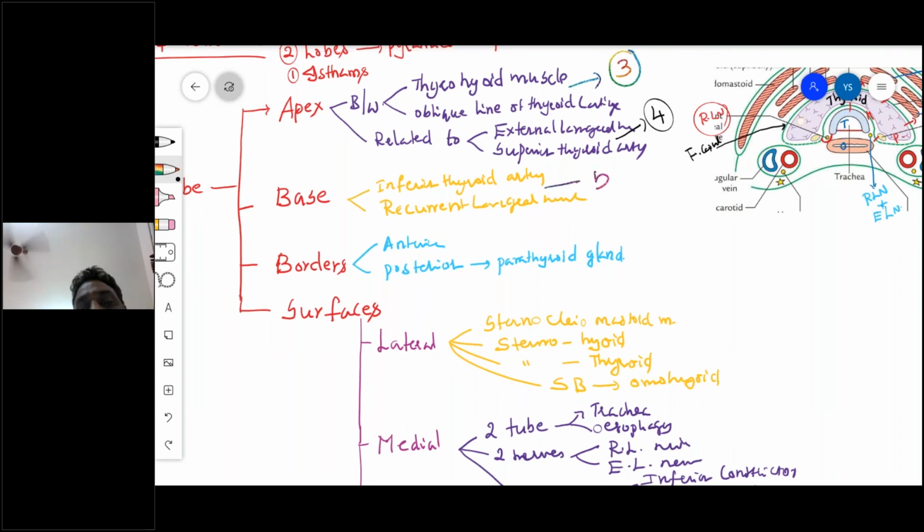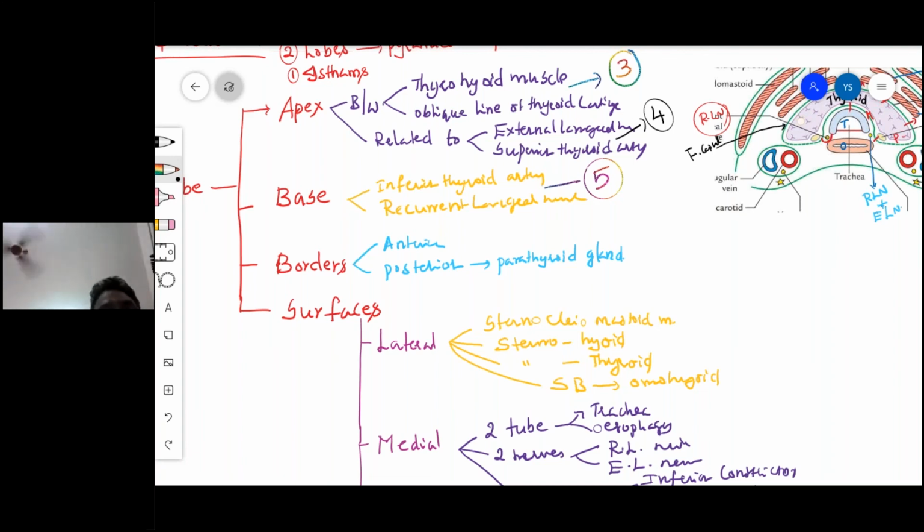And number 5, we come to the base of the thyroid gland. Near the base, the inferior thyroid artery and recurrent laryngeal nerve are crossed and close together. That's why during the thyroid surgery, we ligate the inferior thyroid artery away from the base, to avoid nerve injury. That means near the apex, we ligate the superior thyroid artery close to the apex, as the external laryngeal nerve is far away. Near the base, we ligate the inferior thyroid artery away from the base because the recurrent laryngeal nerve is crossing the inferior thyroid artery. That's number 5.